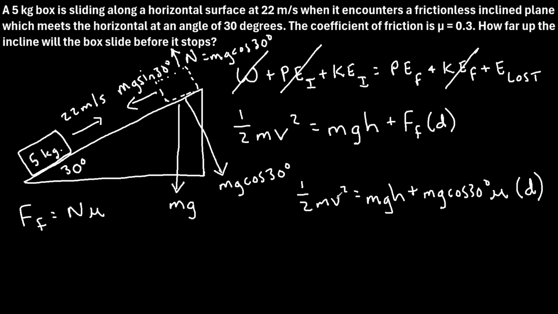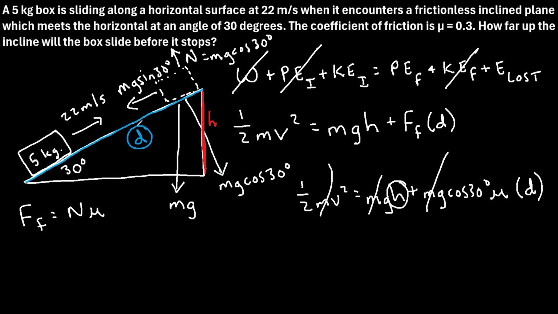So notice that all of the terms have an m in them, so we can cancel out all of the m's. That actually won't come into play at all. Now, one other value that we don't know is this h right here. And this h is the height of the incline. So let's call that h. Now remember, we're interested in finding d. Let's draw that. d is the displacement of the box up the incline. So how far up the incline does it go?